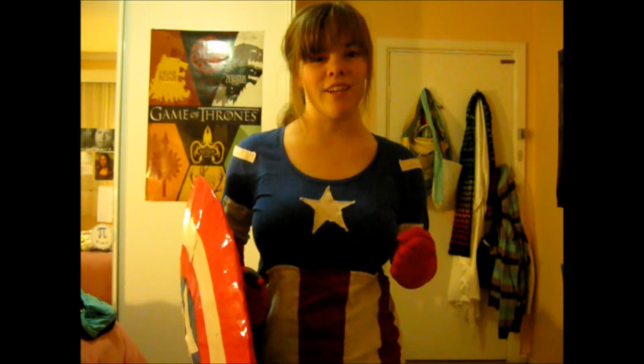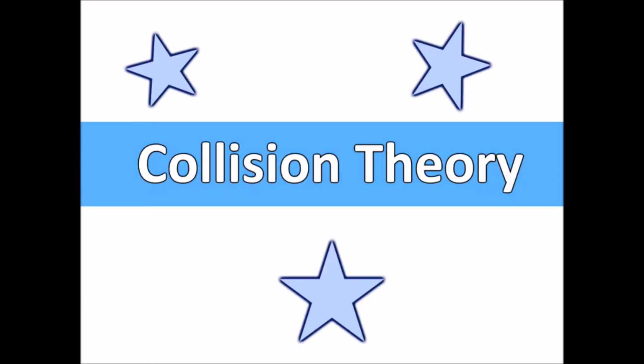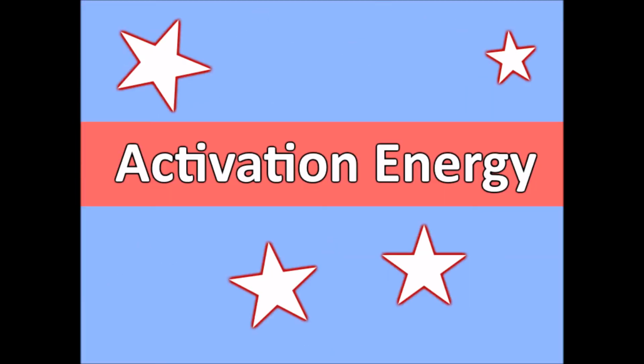Now, to understand why these affect the rate of a reaction, we must first consider what actually happens in a reaction. According to collision theory, in order for any reaction to take place, the reactants must first collide with one another, and with enough energy to break the bonds between them and transfer electrons. The minimum kinetic energy required for them to be able to do this is known as the activation energy.